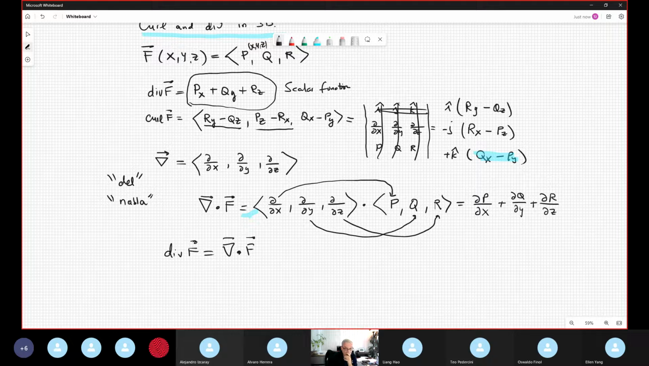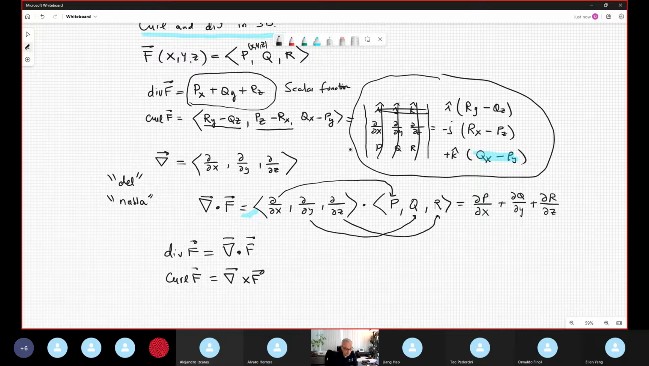Likewise, the curl of the vector field F is a cross product: nabla cross product F. It's no surprise, because we are doing the same thing here.